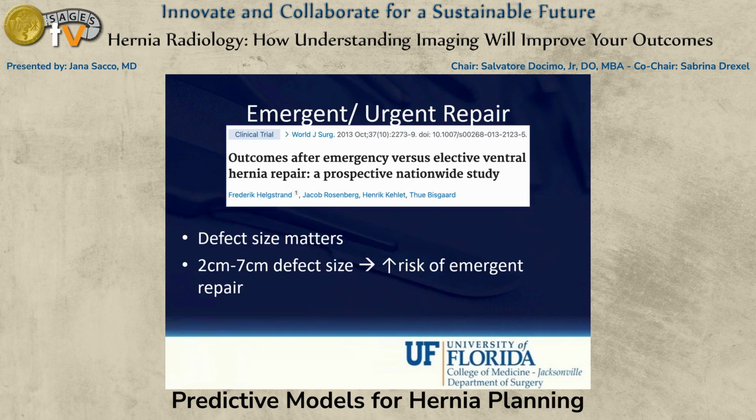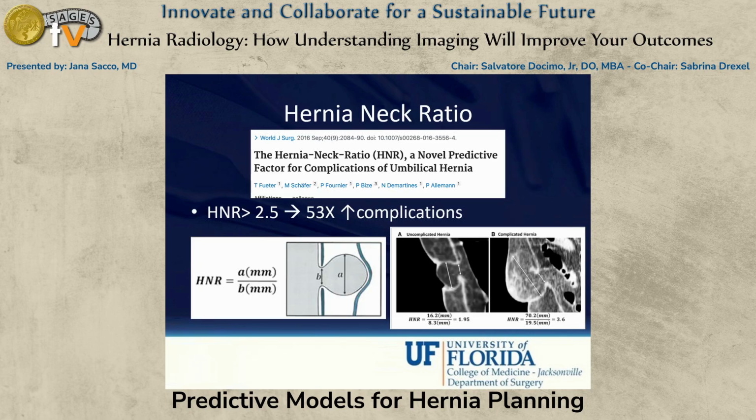So for emergent repair, the defect size matters. We know that. This is from the Danish Hernia Registry, and they showed that there is a much more likely chance of emergent repair in the width of 2 centimeters to 7 centimeters, which I think logically makes sense, right? It's a lot harder to get anything stuck in there, and when it's much bigger, we think that things will move more freely. But is that as good as using different ratios?